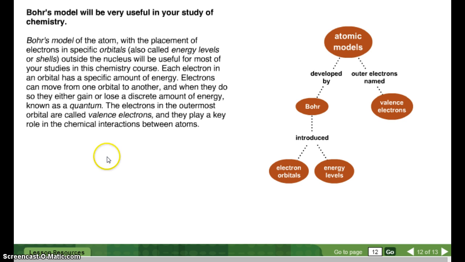The electrons in the outermost orbital are called valence electrons, and they play a key role in the chemical interactions between atoms. In atomic models, the outer electrons are named valence electrons. These are the ones that react. These are the ones that can be gained or lost or shared in order to have a full outer shell. And why do atoms want a full outer shell? To be stable. Atomic models developed by Bohr introduce electron orbitals as well as the energy levels.